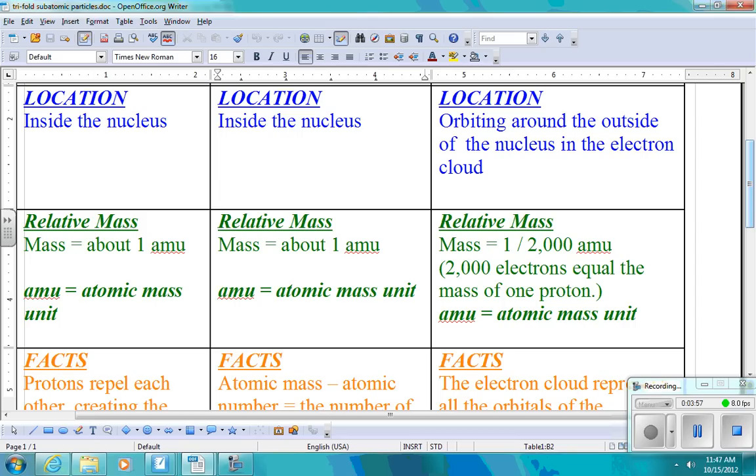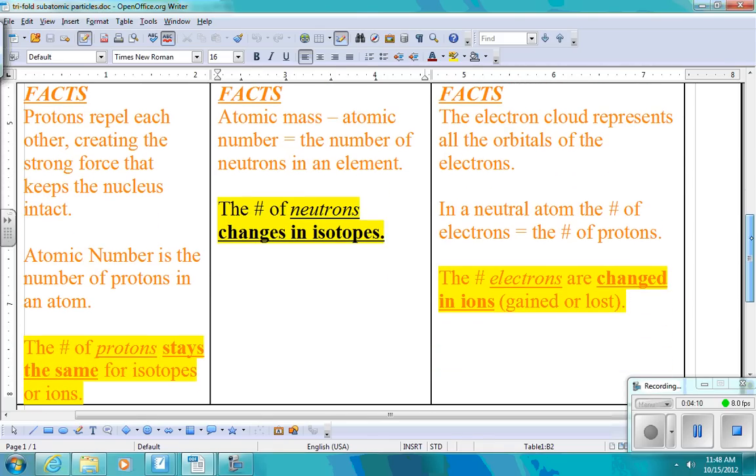And AMU stands for atomic mass unit. Scientists had to come up with a special unit to measure these small particles because grams wasn't even small enough to measure these. Lastly, I'd like you to copy down this part here, some of the special facts. Protons repel each other, kind of like magnets. When you push the 2 north poles of magnets together, they force each other apart. There's a strong force. The same thing happens when we try to put protons together. They repel each other, creating this very strong force that keeps the nucleus intact.